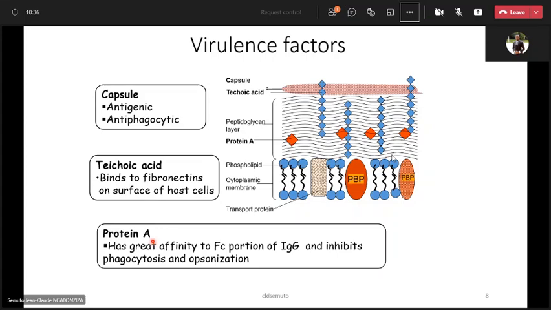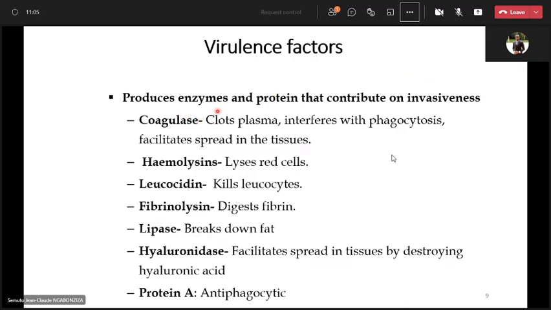So protein A is also like the capsule, a facilitator to evade the immune system. And once the bacteria can evade the immune system, then the bacteria can divide, can grow, can produce enzymes and toxins that we see now. So other virulence factors include enzymes and proteins that contribute to invasiveness. So they allow bacteria to go deeper in the tissue, deeper in the body. Those include coagulase. We already discussed this, which allows plasma to clot, interferes with phagocytosis, and facilitates spread in the tissue by evading the phagocytosis.